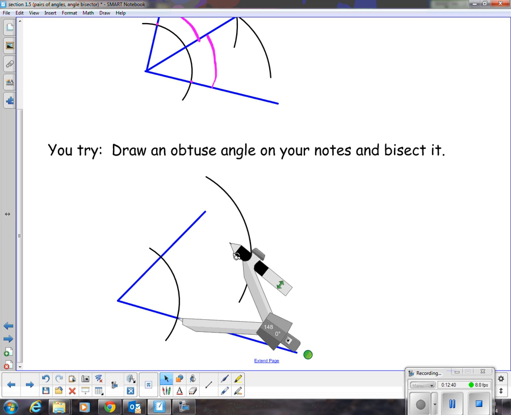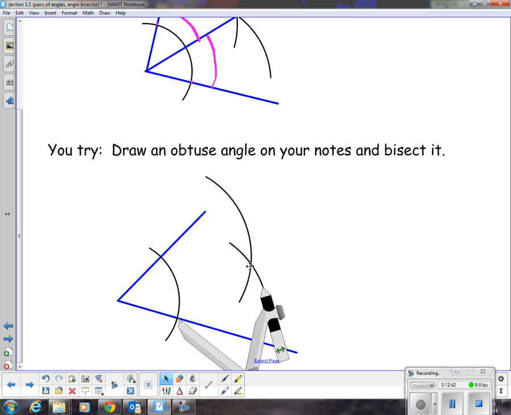Now I've got to intersect the arc I already made. It's this point of intersection. Notice when I did this first big arc and I went to do the second arc, I did not change the opening of my compass. We start here and we go through there, and then you must also mark it so I know that you know that this angle is congruent to that angle. So now you get to draw an obtuse angle on your notes and bisect it.